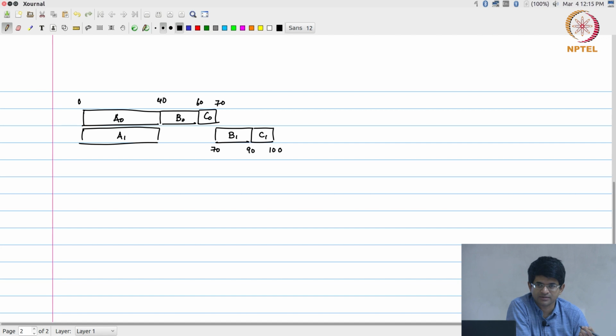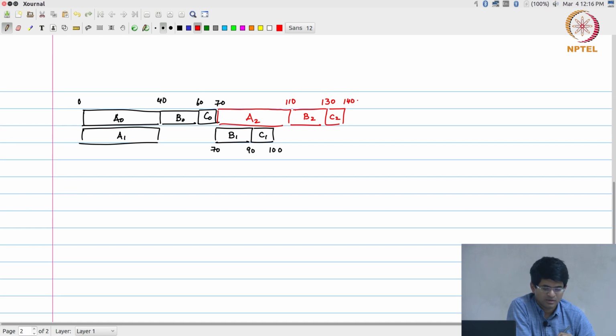When can A3 start? Do I need to wait until 100 or can I run before that? So A3 could actually have started here, sorry, A2 not A3, starts at 70, goes on until time 110. As soon as A2 completes, B2 can start, it would go on until time 130 and then C2 would complete at time 140.